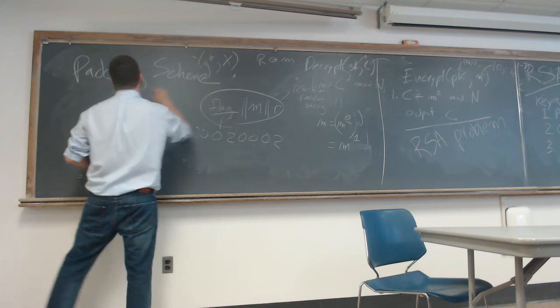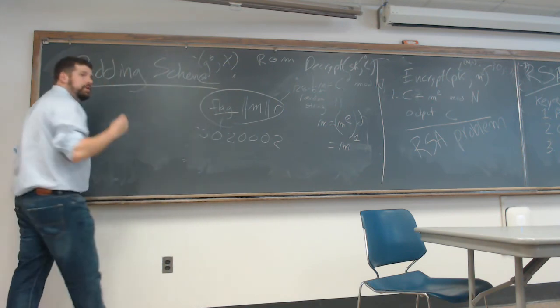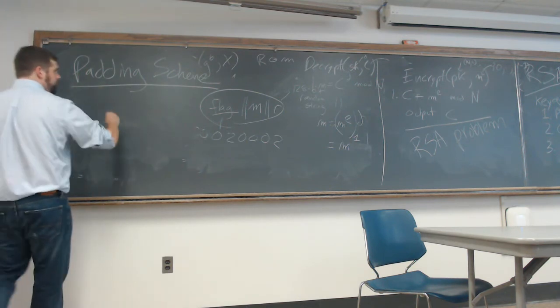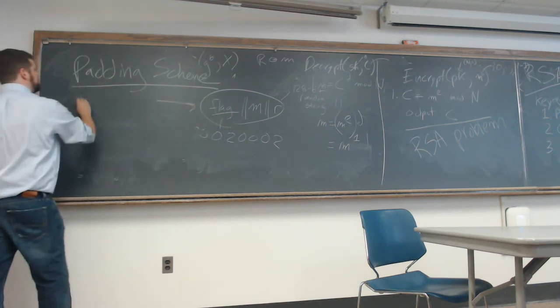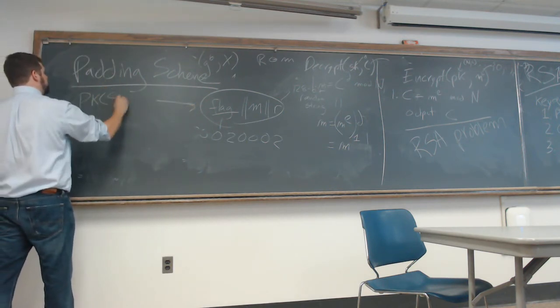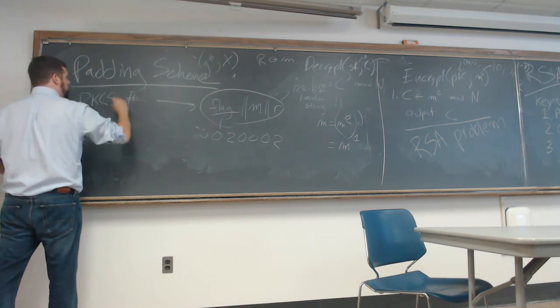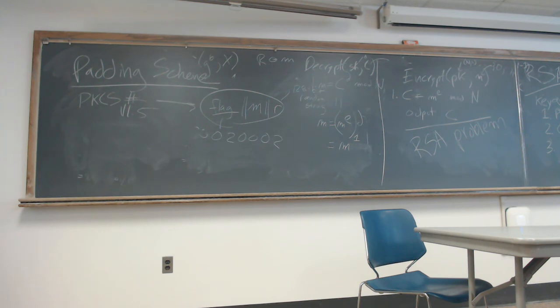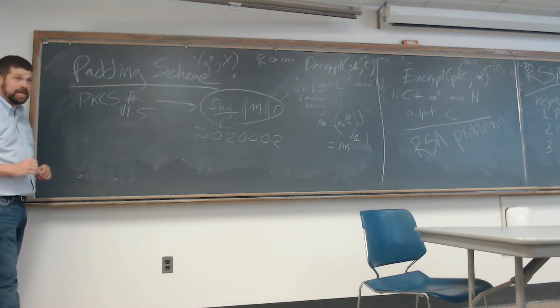And a padding scheme is something that we apply to a message before we RSA encrypt it. This one over here is an example of a padding scheme called PKCS number 1 v1.5. It is terribly insecure. You can actually use this padding scheme to decrypt ciphertext because it's that bad. It has a padding oracle attack on it.